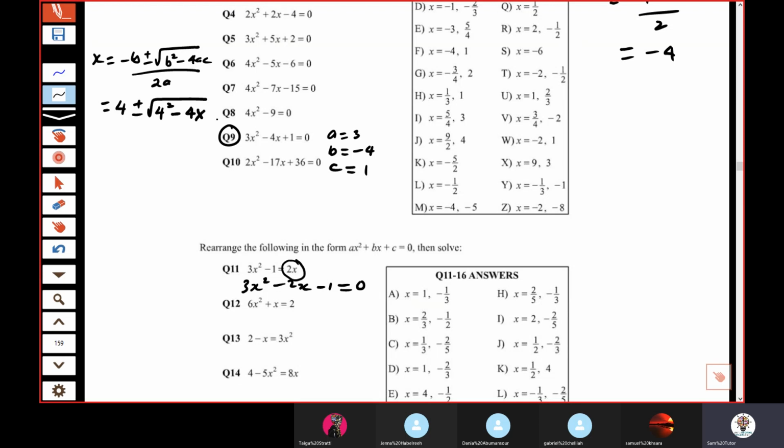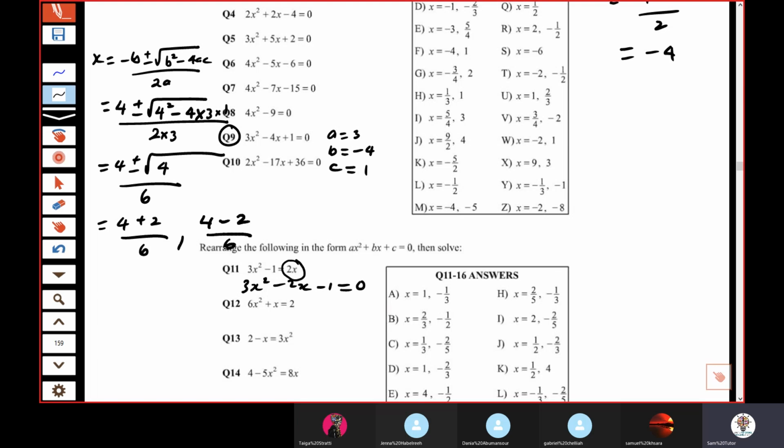Minus 4 times 3 times, technically 1, we'll write it for now, over 2 times 3 equals 4 plus minus square root 16 take away 12, is square root of 4, over 6. Next line, 4 plus 2 over 6, comma, 4 minus 2 over 6, equals 1, equals 2 over 6, 1/3. We're done.